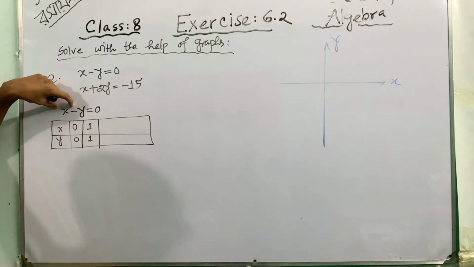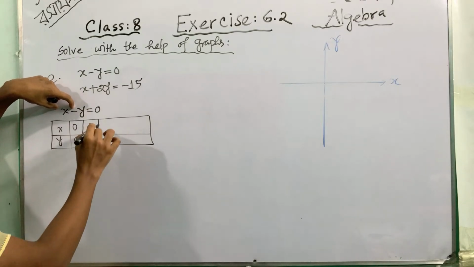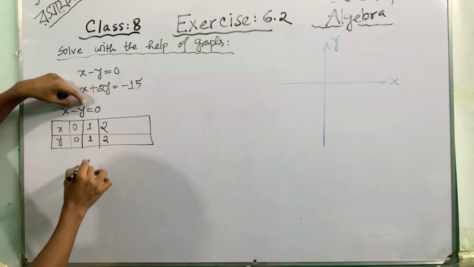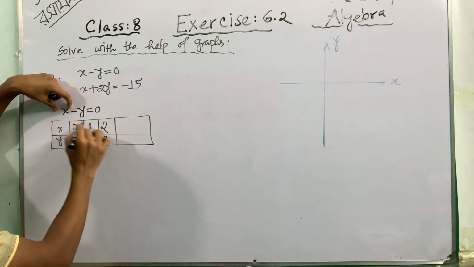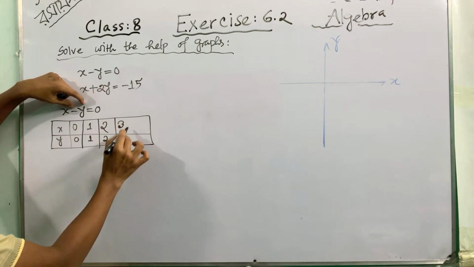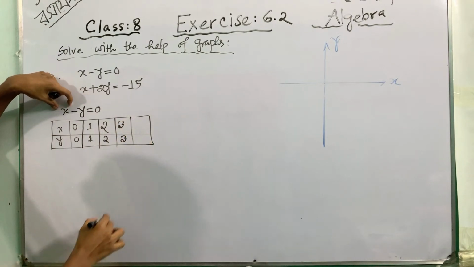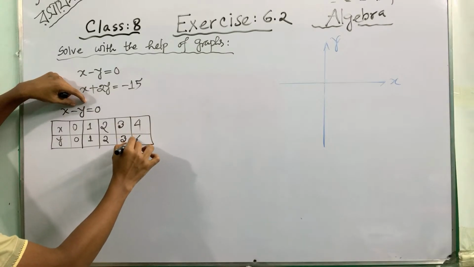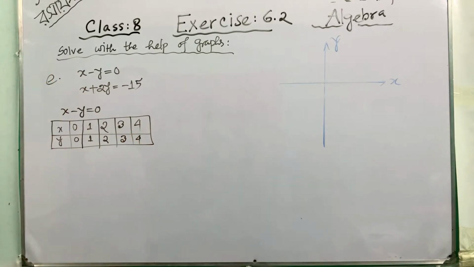I'm going to plug in x equal to 2. I get y equal to 2. I'm going to plug in x equal to 3. I'm going to get y equal to 3. I'm going to plug in x equal to 4. I'm going to get y equal to 4. You can question me, why did I choose 0, 1, 2, 3, 4?